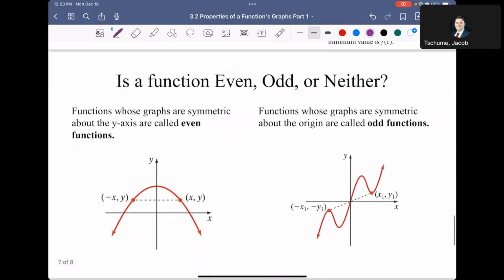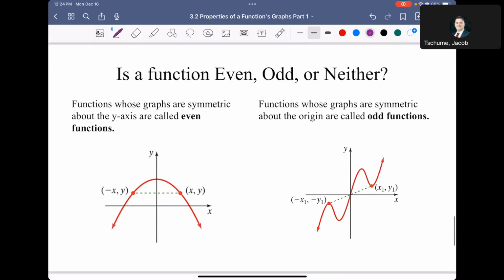All right, and my last property I want to go over here is the idea of whether a graph is even or odd or neither. There are two kinds of symmetry that we're going to see here. The first one I want to go over is a little bit easier, and it's called the symmetry of an even function. An even function is when your graph is divided perfectly around the y-axis. We call this an even function.